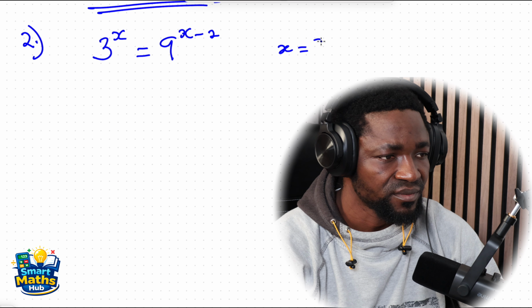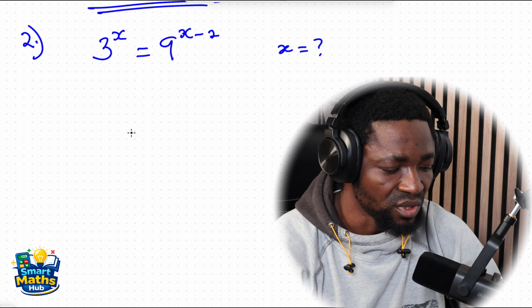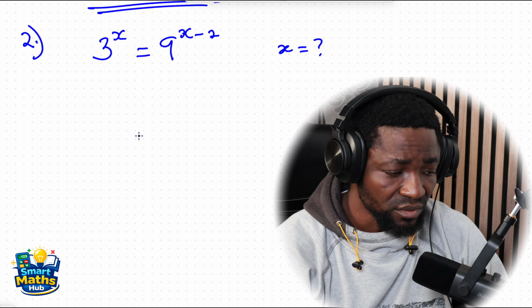Solution 2. We have an exponential problem where 3 raised to power x equals 9 raised to power x minus 2, and we need to find the value of x. Our x is unknown, so we are looking for its value. Stage 1 is like the first one we did.